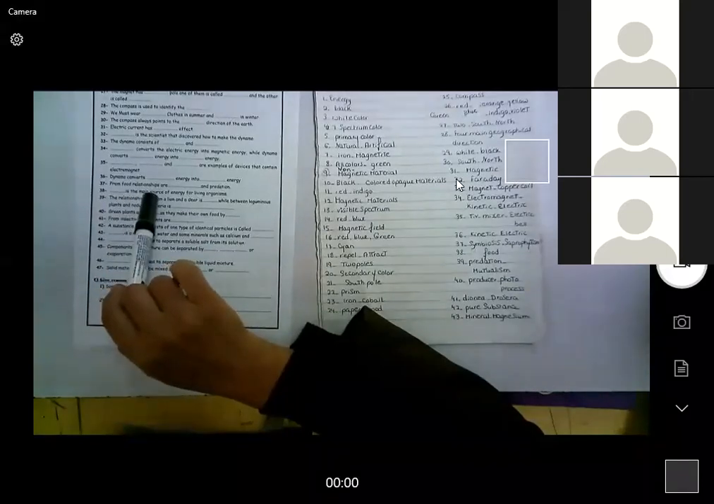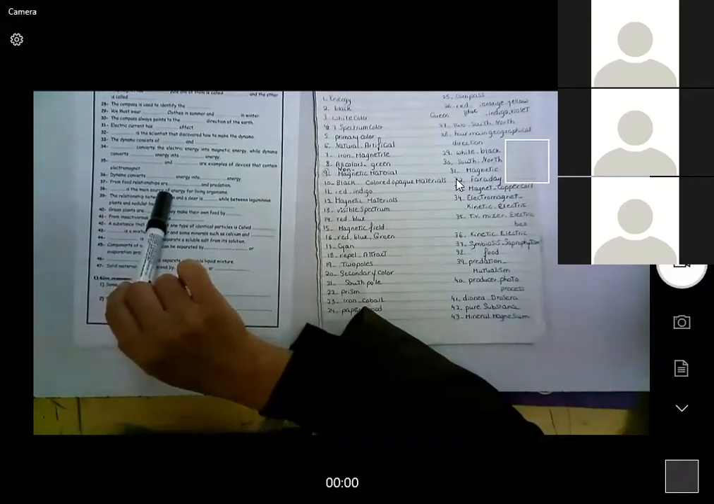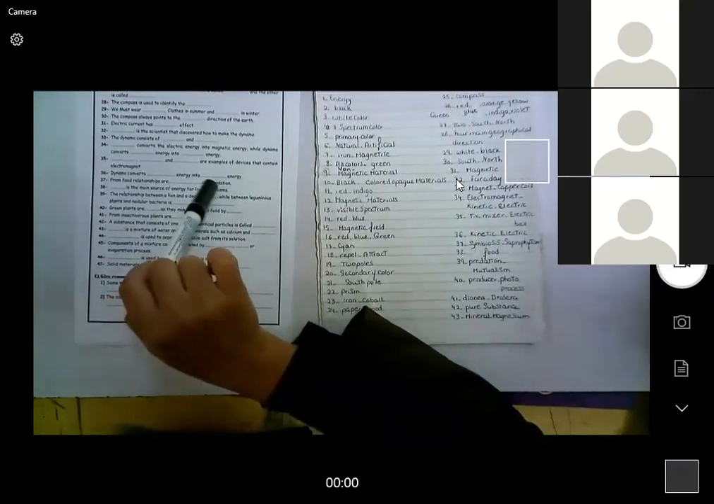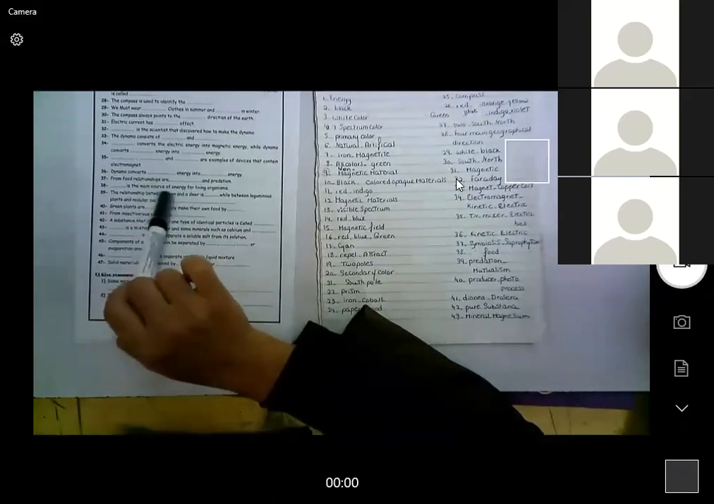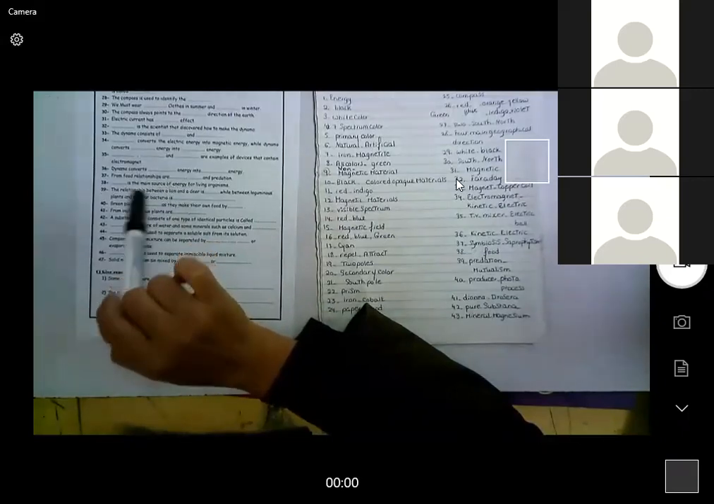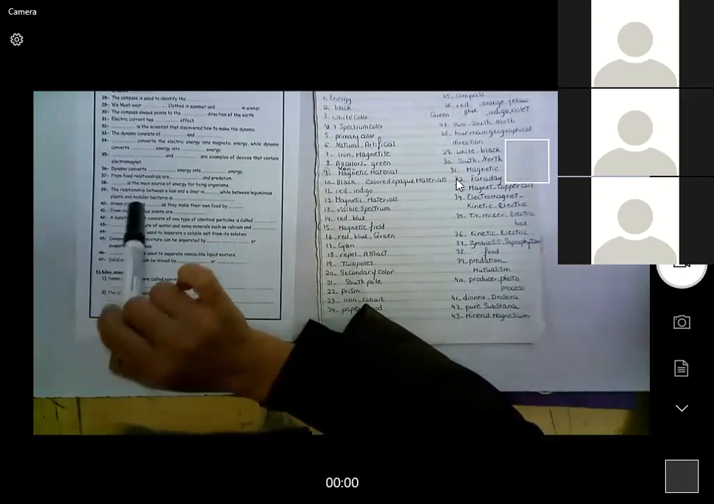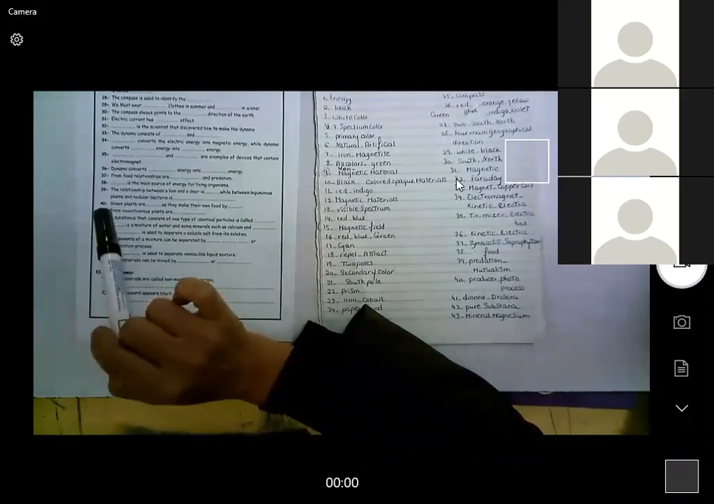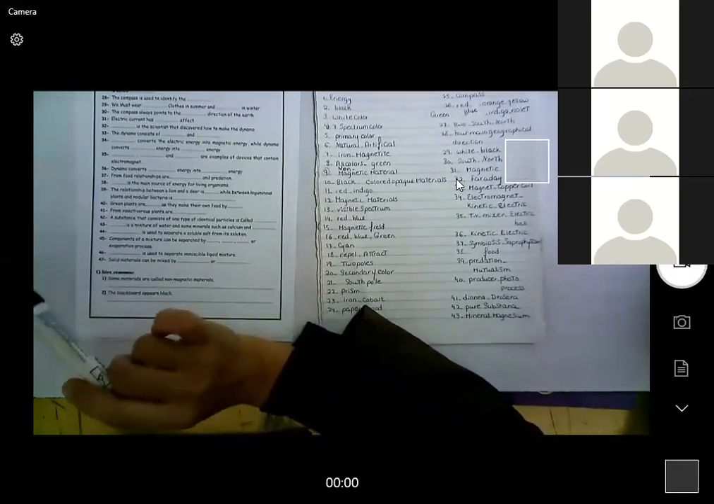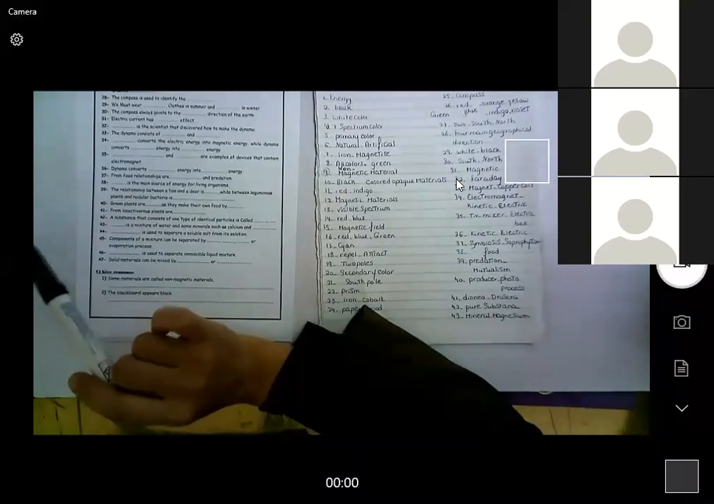Food relations, we have 3 types. Excellent. Predation, symbiosis, saprophytes. If you write predation, commensalism, parasitism, it's wrong. Commensalism and parasitism are in the one type which is called symbiosis. You have to write symbiosis.